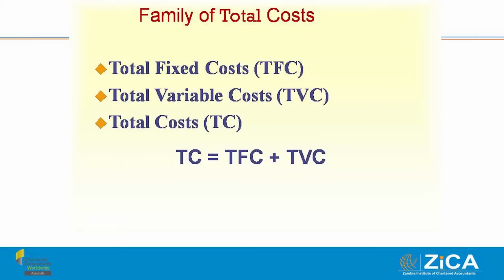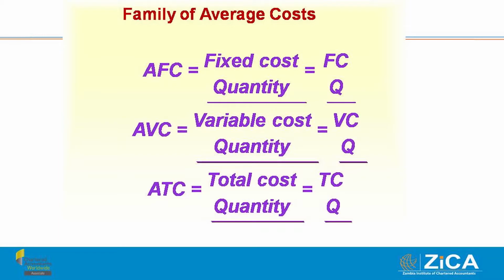We have what we call the family of total costs. What we need here to understand is that we have the fixed costs, which are costs which do not change with the level of activity. We have the variable costs, which are costs which change with the level of activity, meaning that when nothing is produced, variable costs would have to be 0. And the total cost is the sum of total fixed cost and total variable costs.